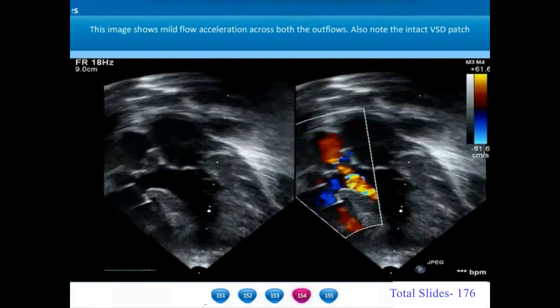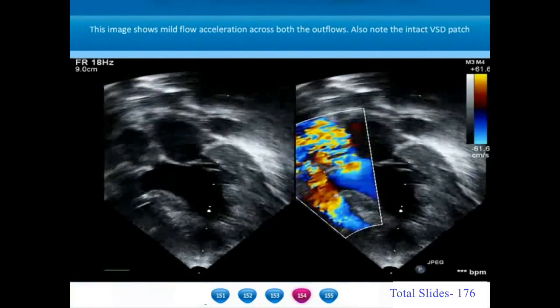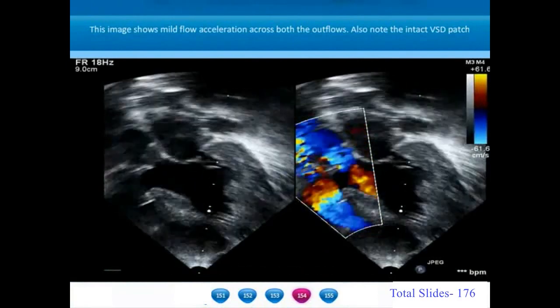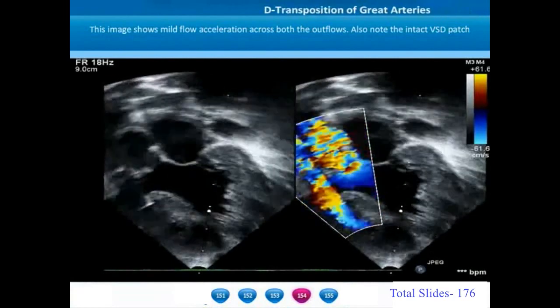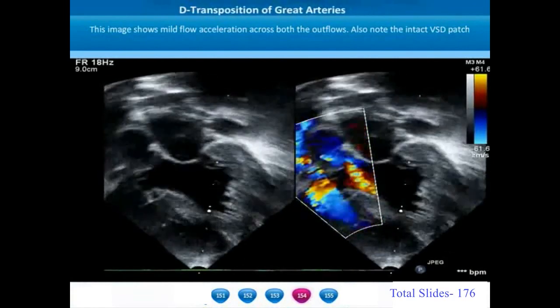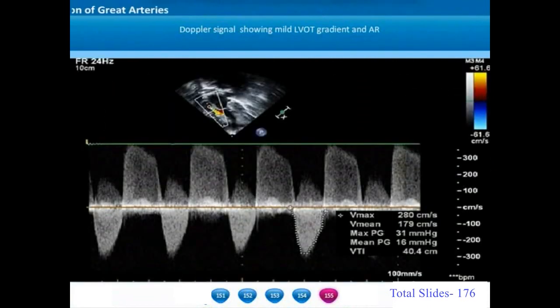In this apical view with an anterior sweep, we can notice both the great arteries. After the arterial switch and VSD closure, the patch is seen, there is no residual VSD, and both the outflow tracts are showing mild turbulence. A continuous wave Doppler interrogation across the left ventricular outflow tract shows a mild LVOT gradient and a mild aortic regurgitation.